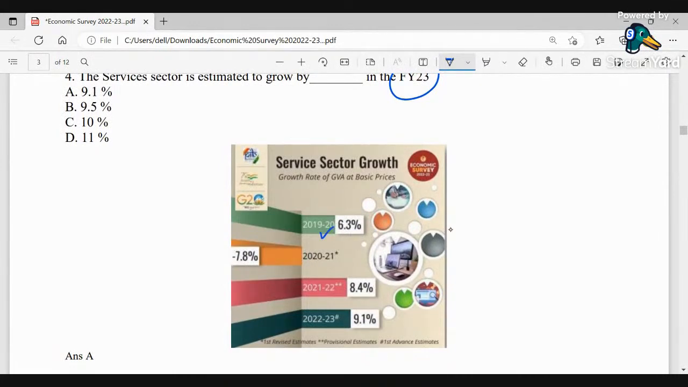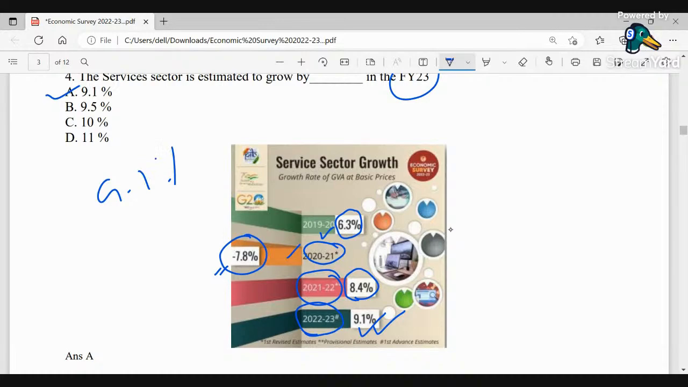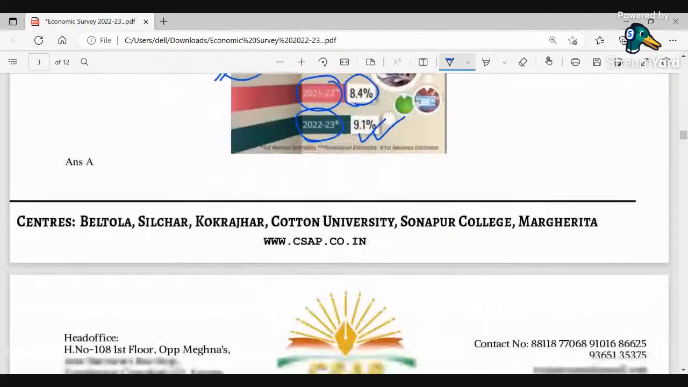In 2019-20, the service sector growth rate was 6.3%. In 2020-21, the service sector growth rate was basically negative, minus 7.8%, because during the COVID time. In 2021 it was 8.4%. And now in this period of time, we can see that it is around 9.1%. So hence the correct answer is 4A, that is 9.1%. Okay, good.